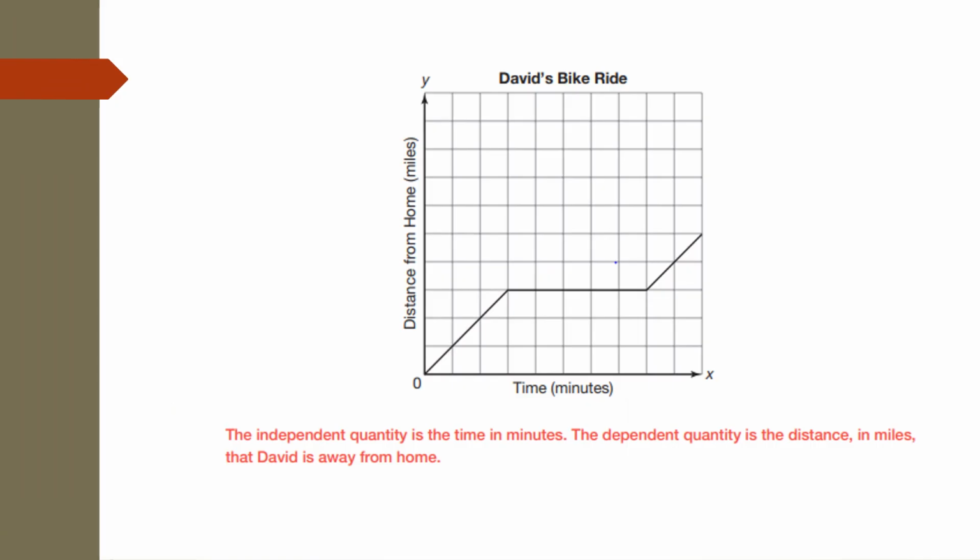On this last slide, you will see that I've gone ahead and labeled everything for David's bike ride. You see the independent quantity. You're looking at time and you're measuring it in minutes, and that is your x-axis, your horizontal axis. Your y-axis, which is your vertical axis, is your dependent quantity that we're looking at. We're looking at distance, and our unit of measurement is in miles. So this is how your graph should look. So check your graph to see if it matches this graph.